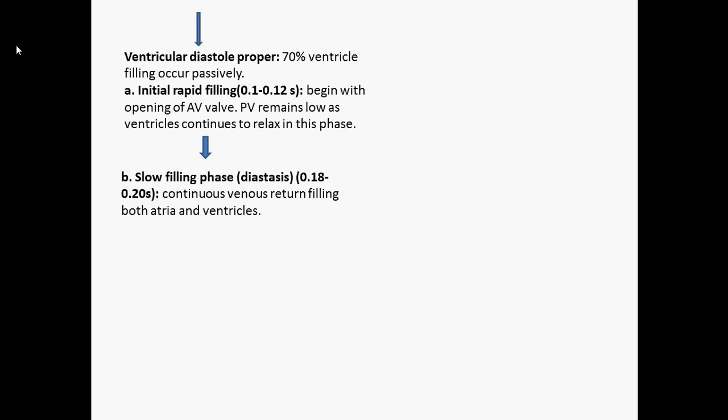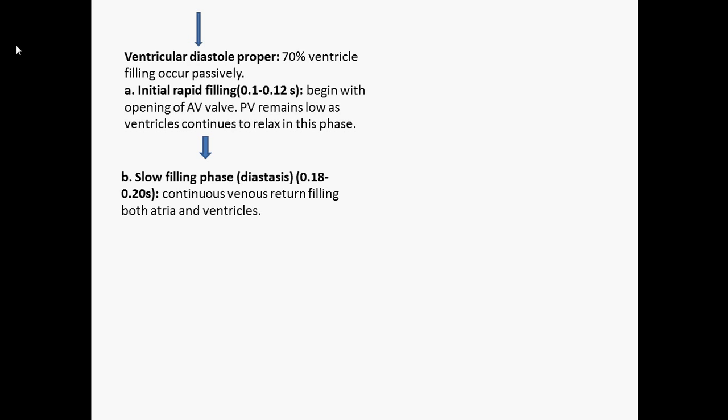Okay, the initial rapid filling is followed by the slow filling phase, that is diastasis. You can see the timing of these phases. Now you can imagine the blood is coming from the superior vena cava and inferior vena cava into the right atrium, or through the pulmonary veins into the left atrium. The atrioventricular valve is open, 70% of the blood has also gone into the ventricle, and still the atrioventricular valve is open because ventricular pressure is low. So the blood coming from the superior vena cava, inferior vena cava to the right atrium or pulmonary veins to the left atrium is directly going into the ventricles.